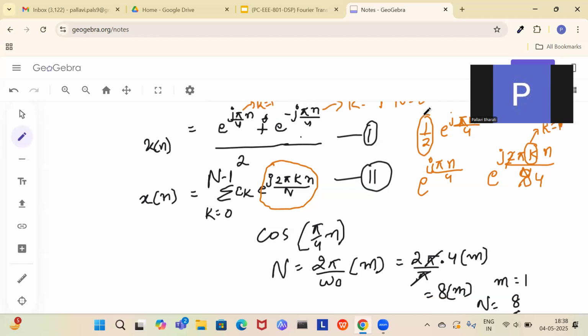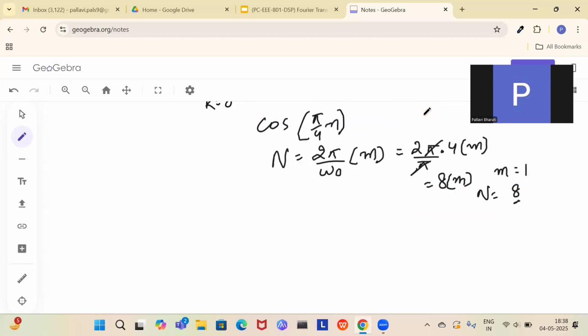Now we have to include the negative part and the positive part, and also we need to include minus 1 and plus 1. So I will take the interval k equals, say, minus 3 to 4. I am balancing it equally, nothing else. So the sum over k equals minus 3 to 4 of c_k e to the power j 2 pi k n by N, where n varies from 0 to N minus 1, and capital N is 8.